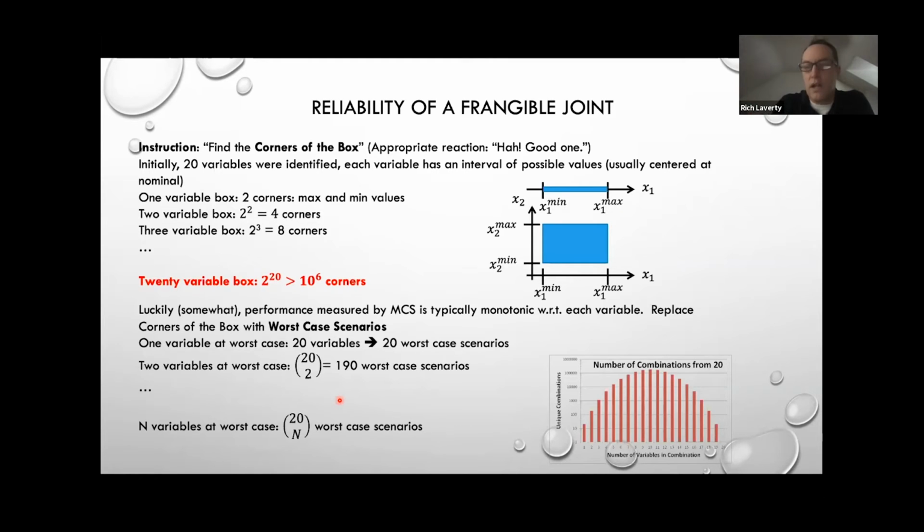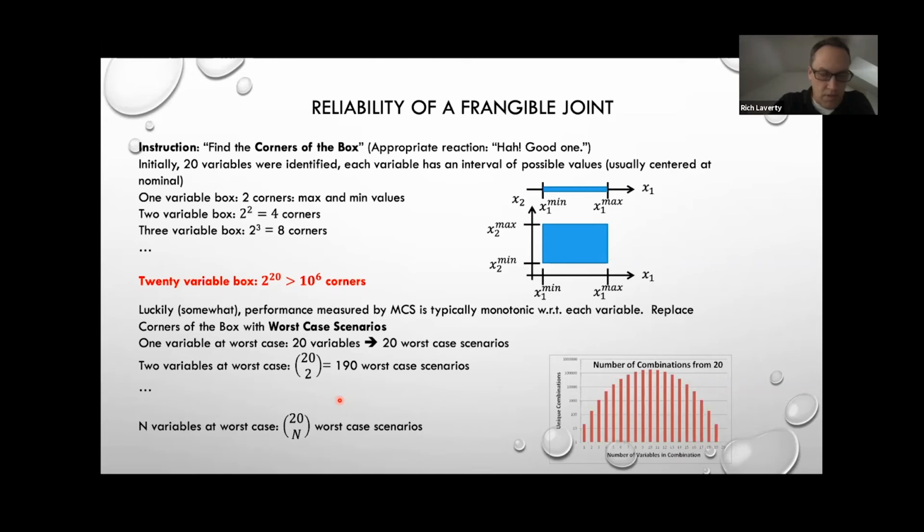And so why don't we just evaluate this function at the corners of the box that the design space represents? And anyone who knows anything about geometry or combinatorics would quickly tell you a 20-dimensional box has over 1 million corners. So that was out of the question.